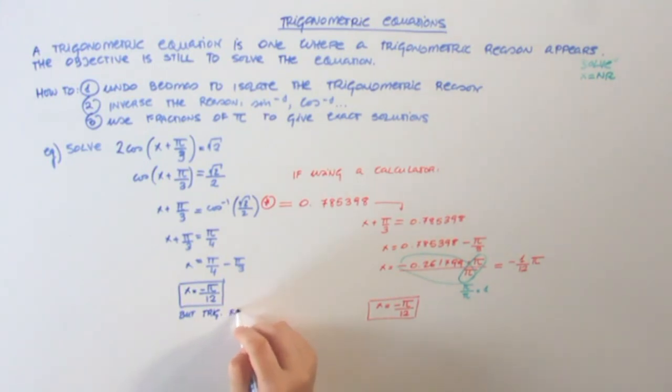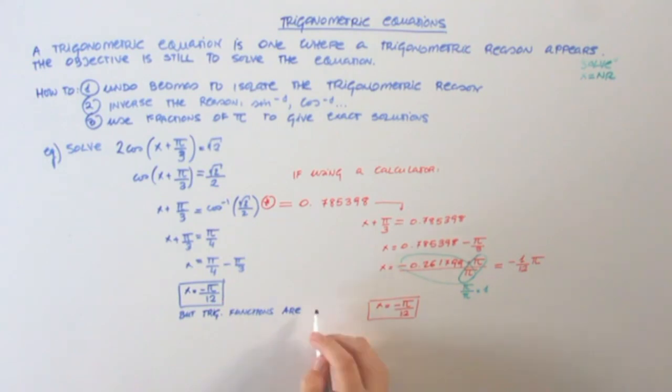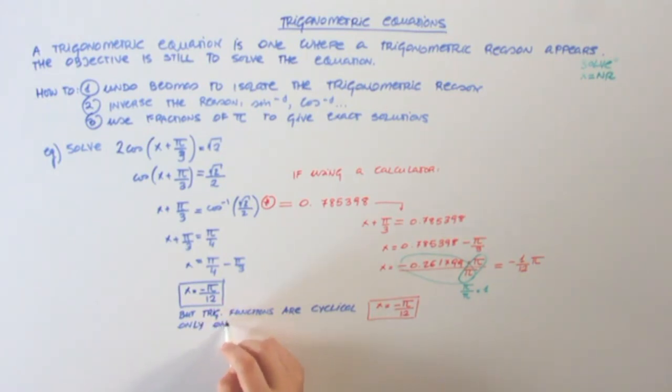It seems that we're done, but we know that trigonometric functions are cyclical. So that gives us the question: is there only one solution? Actually, there is more than one, there are infinite, and we're going to see it in the next video. But for now, we're done.